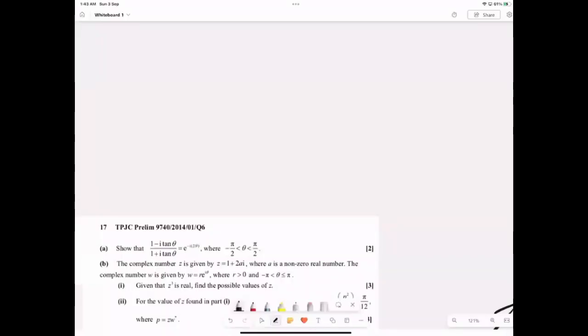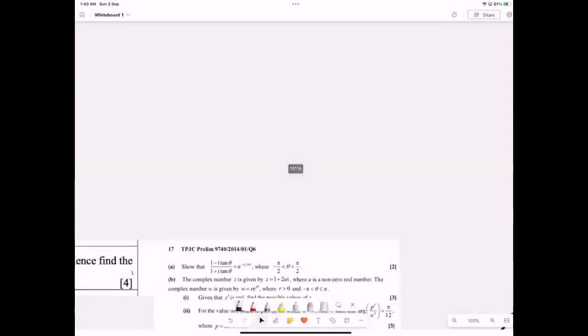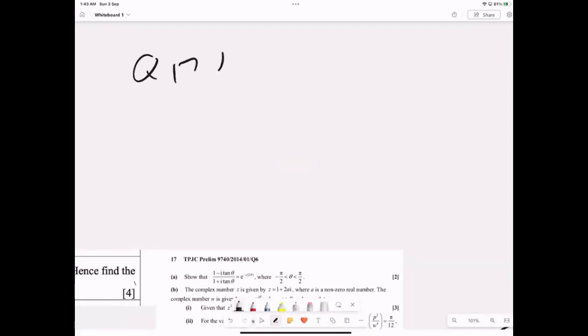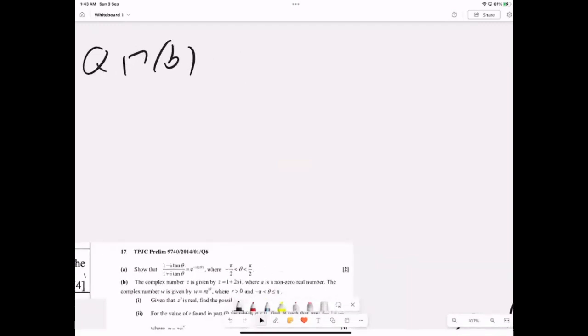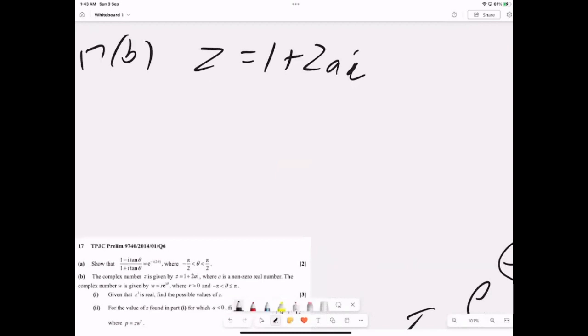Okay, so this is the last part that we're going to go through today. We left off at question 17a, so we're going to go through question 17b. This question 17b: z equals 1 plus 2ai, where a is a non-zero real number, the complex number w is given by re^(iθ).